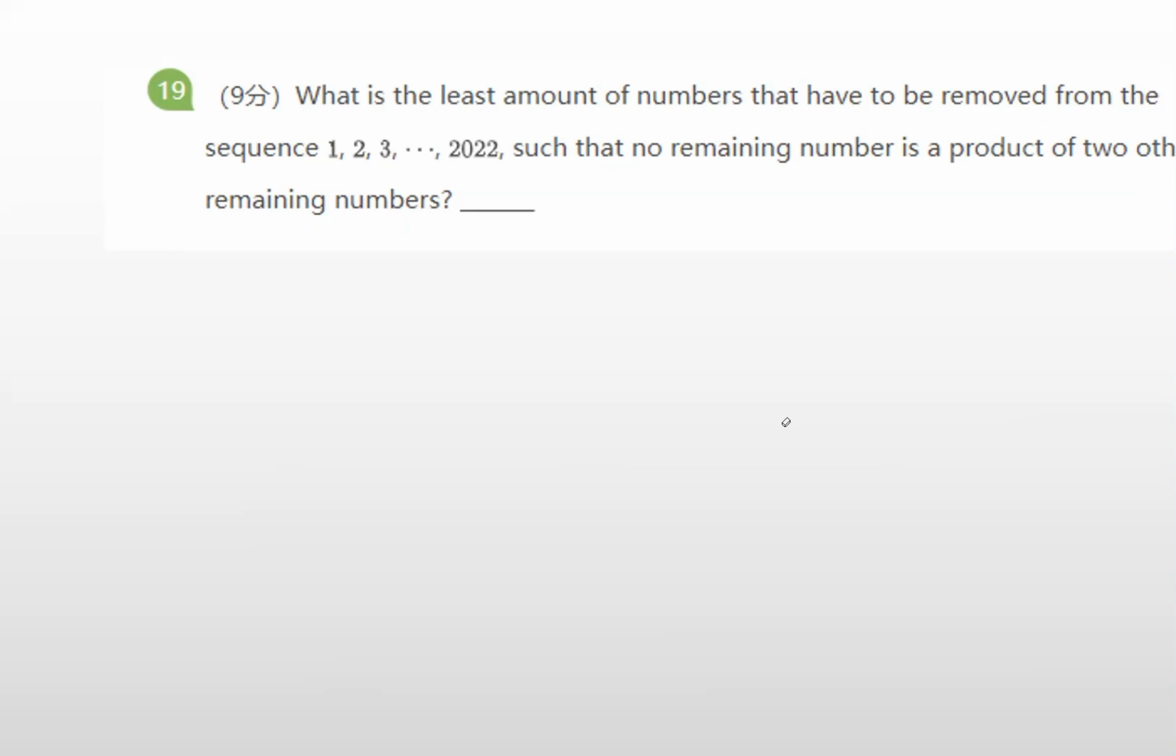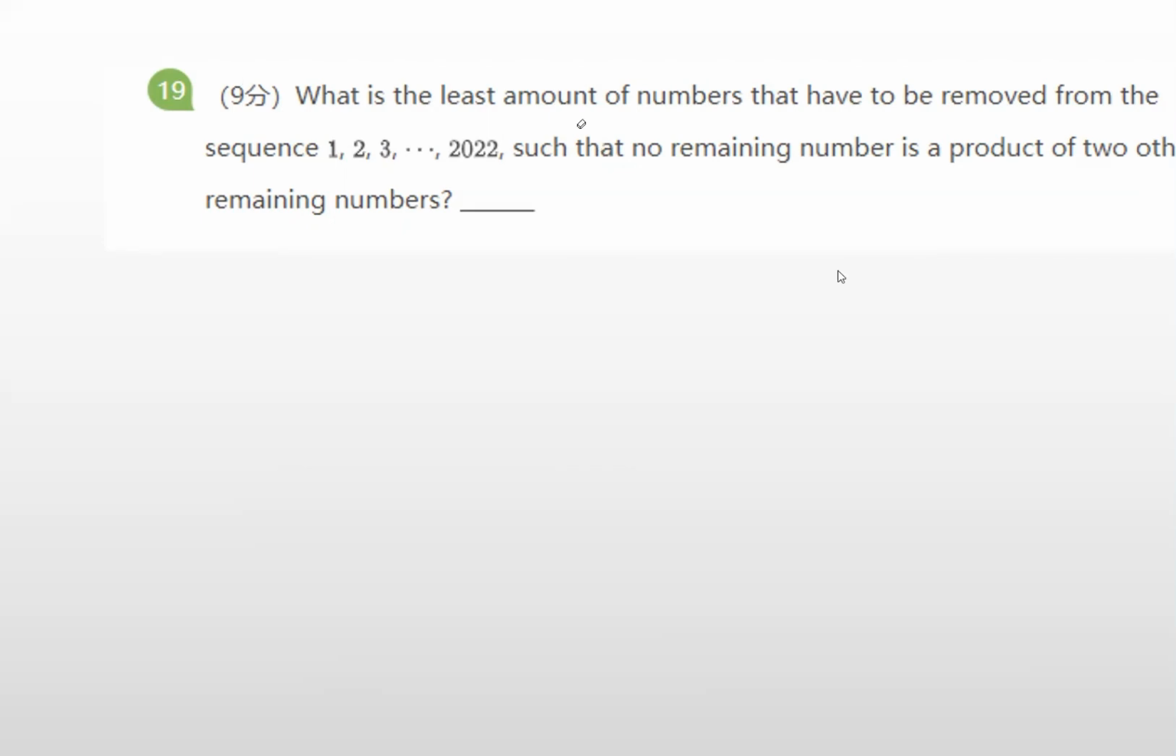So we know that any two numbers multiplied together can give a number in 2022. For example, 2 times 3, 2 times 6, and 2 up to what? 2,000 times 1,012 gives a bigger number than 2,022. Well, everything is included. Yes, Ming Han?